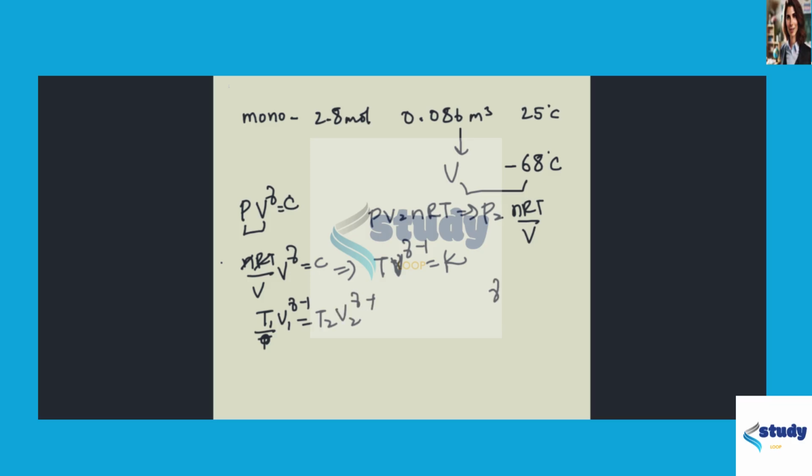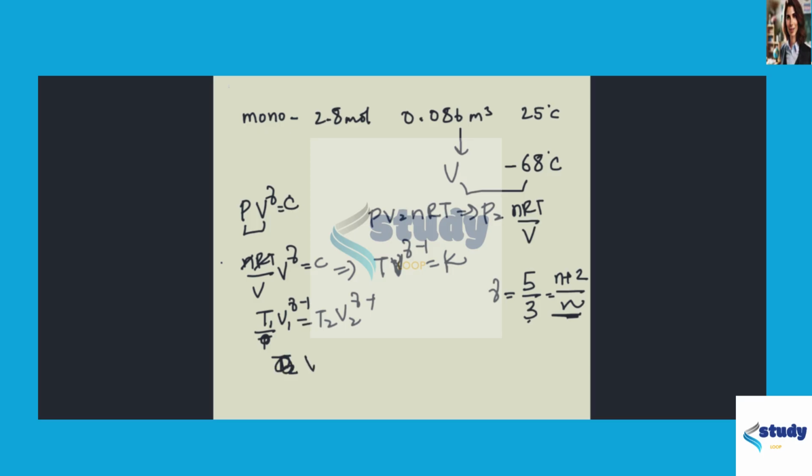Now gamma, for monatomic gases, is 5 by 3, if you remember it. n is equal to 3 for monatomic gases, and gamma is simply n plus 2 by n, where n is the number of degrees of freedom for the atom, or for the molecule.